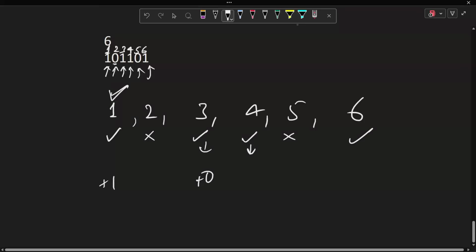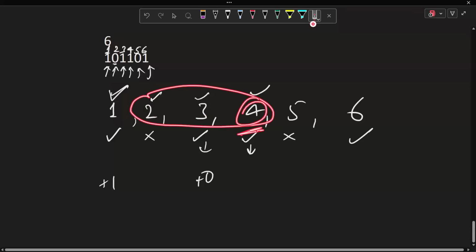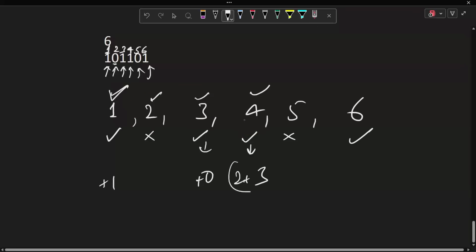Let's say on day 4, he bought item numbers 2, 3, and 4, all 3. If he buys all 3 items, the maximum among these is 4, so 4 would be excluded and would be free. He would only have to spend 2 plus 3 coins. That much only he would have to spend. This 4 he would get for free.